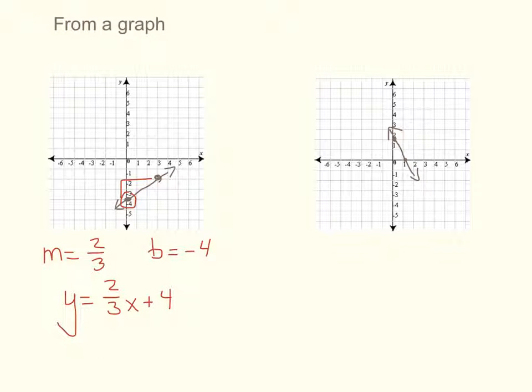Now, if we go to this next one, we're going to say our y-intercept is +2. Our slope, we're going down 2 and to the right 1. We're going down 2 to the right 1, so your slope is -2. So our equation is y equals -2x plus 2.